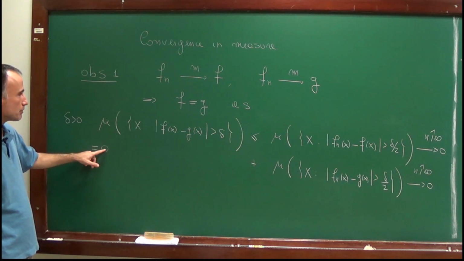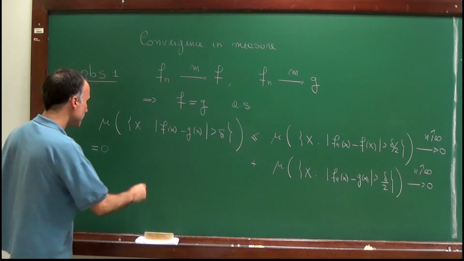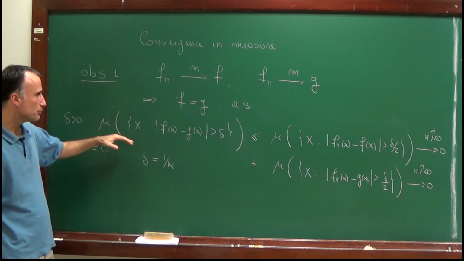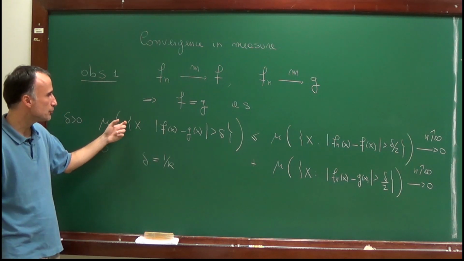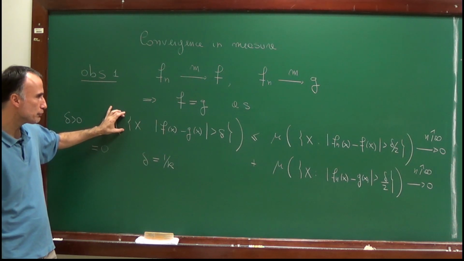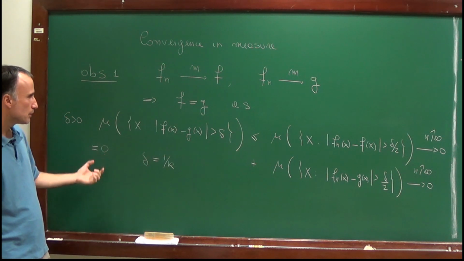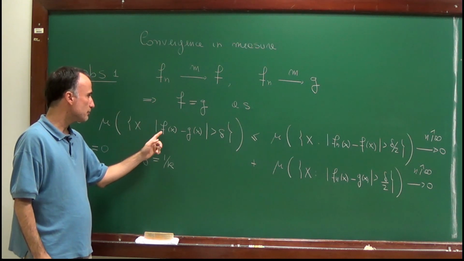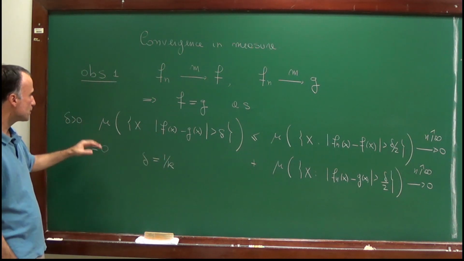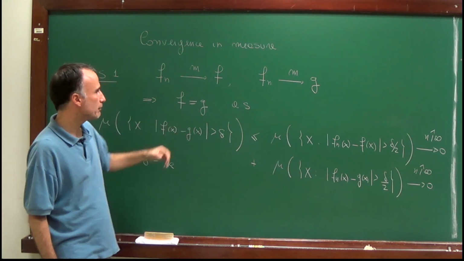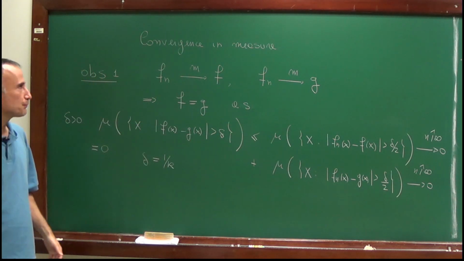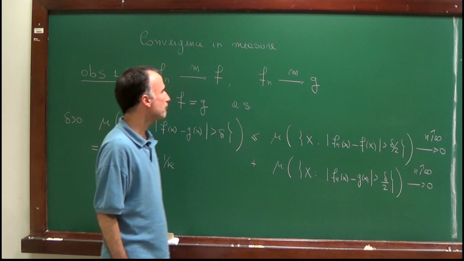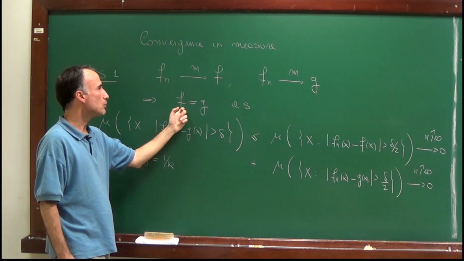So this set has measure 0 for all delta, so I can take now delta equal to 1 over k, so the measure of this set will be equal to 0 for any k, so I can get the union over all k. The measure of the union over all k will be still equal to 0, and the union over all k of this set is the set of points x for which f(x) is different from g(x). So this set has measure 0, and therefore f is equal to g almost surely. So that's also very important. If you have a sequence which converges to two different functions, they must be equal almost surely.